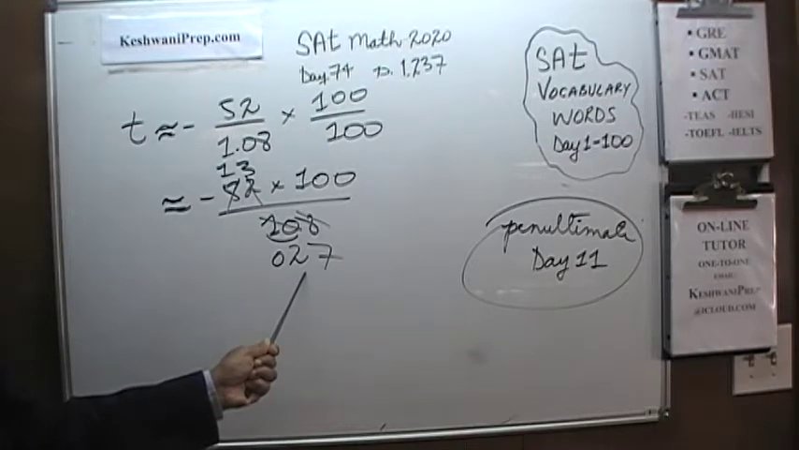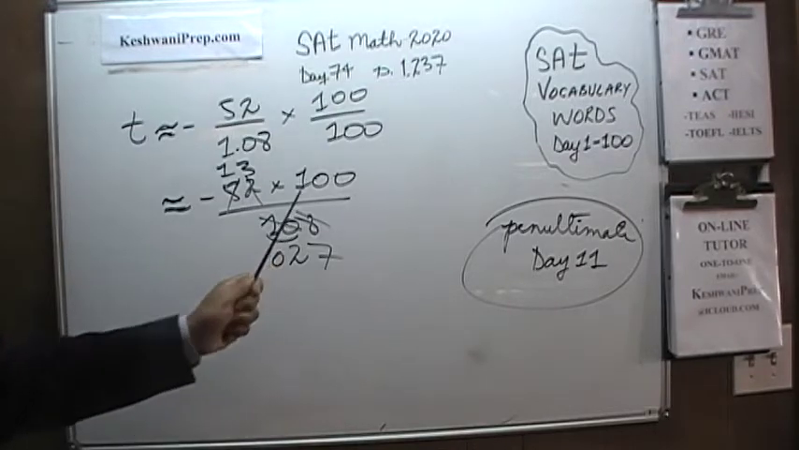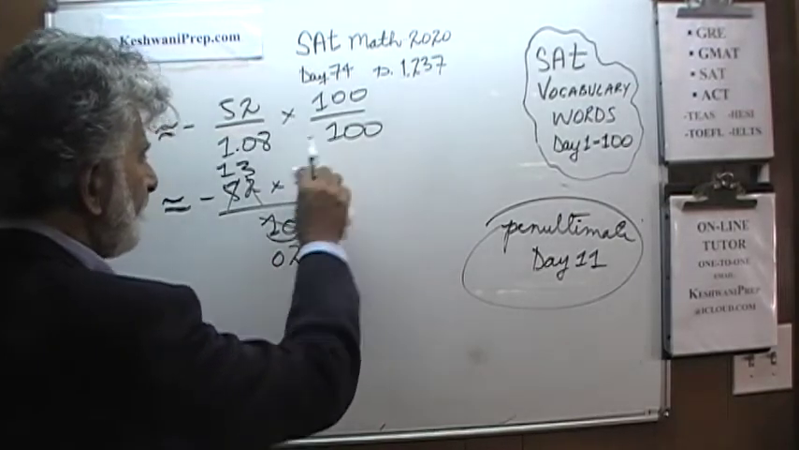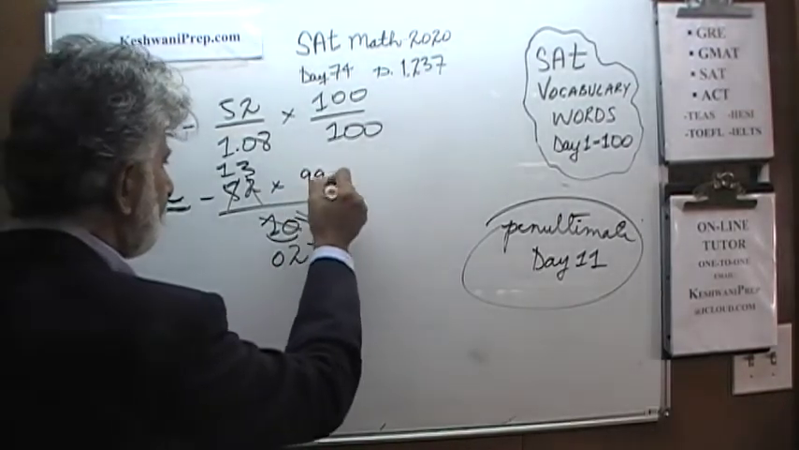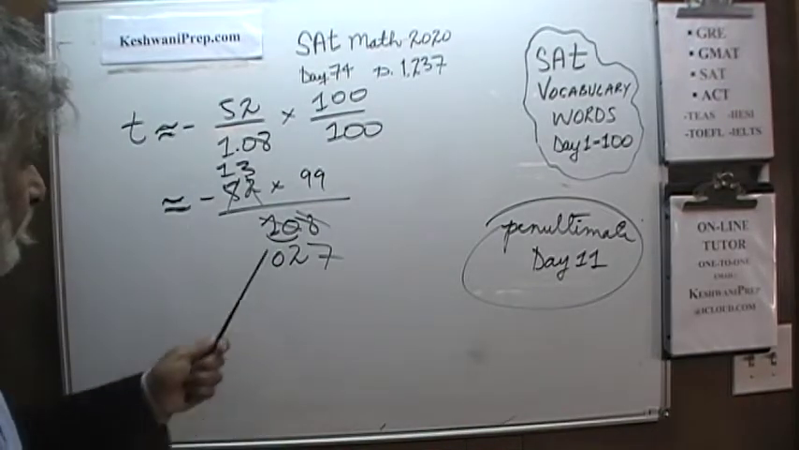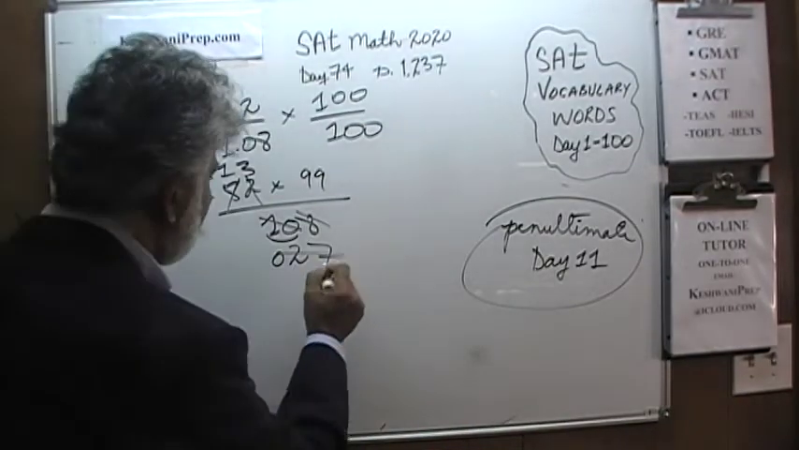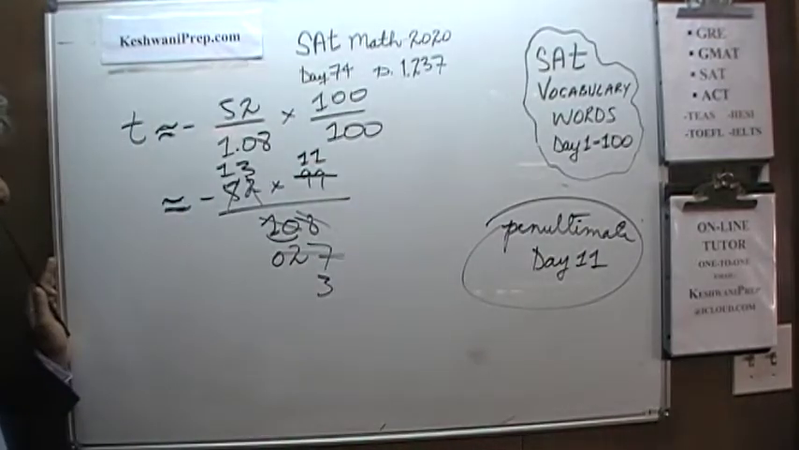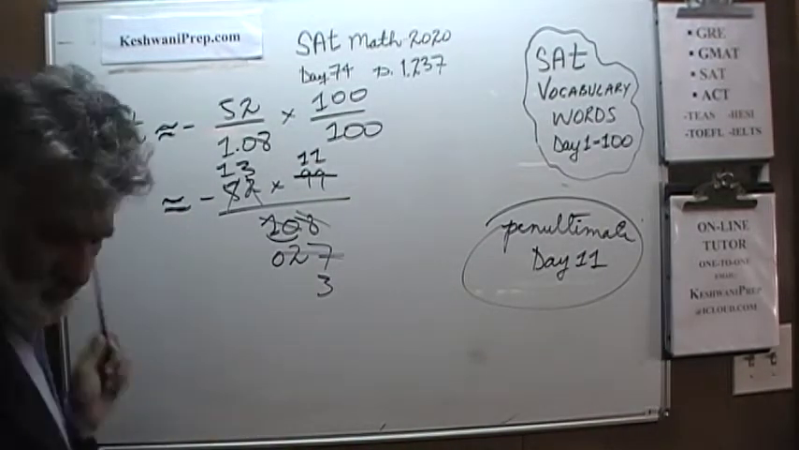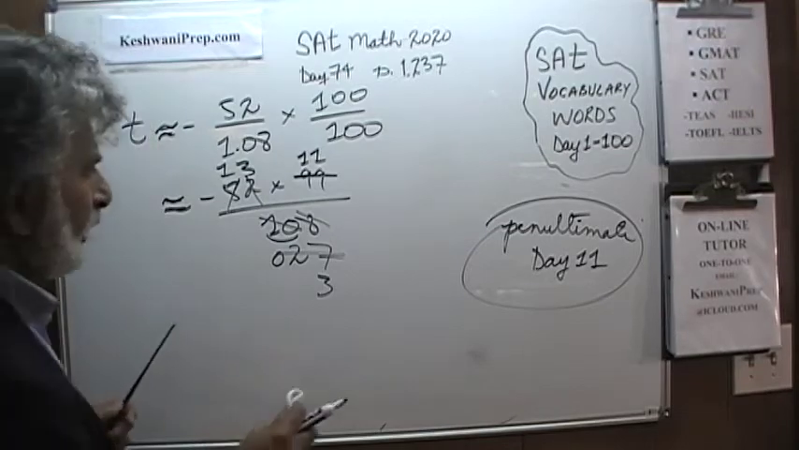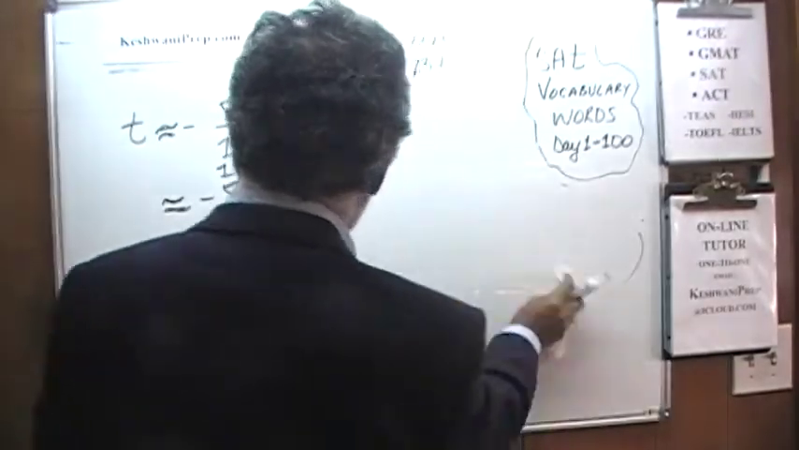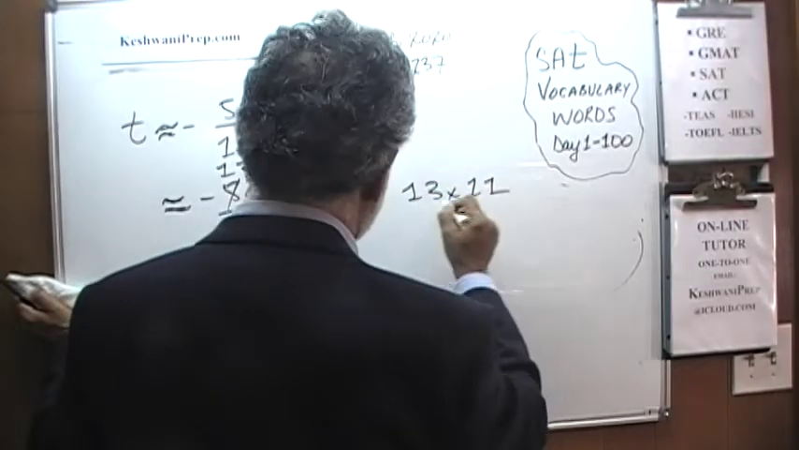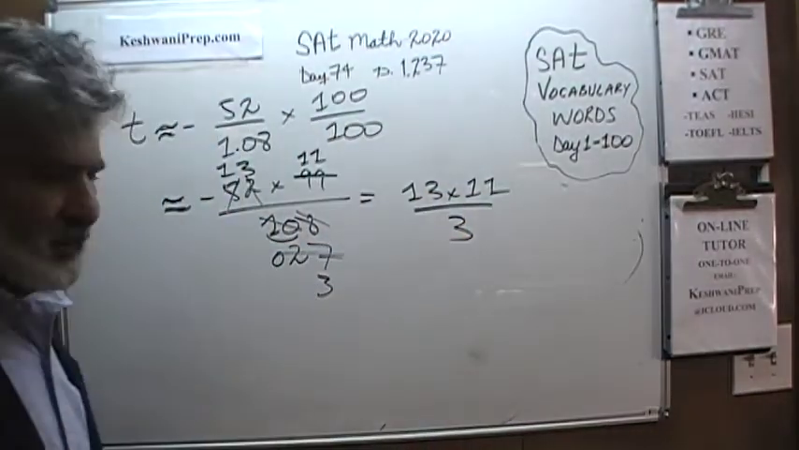9 3s are 27. If we can make this into 99, we're just going to pretend that this 100 is 99, just to make our life easier. Just divide top and bottom by 9, so this becomes 3, and this becomes 11. And now we have 13. I don't want to make it too crowded. Let's do it here. 13 times 11 over 3.